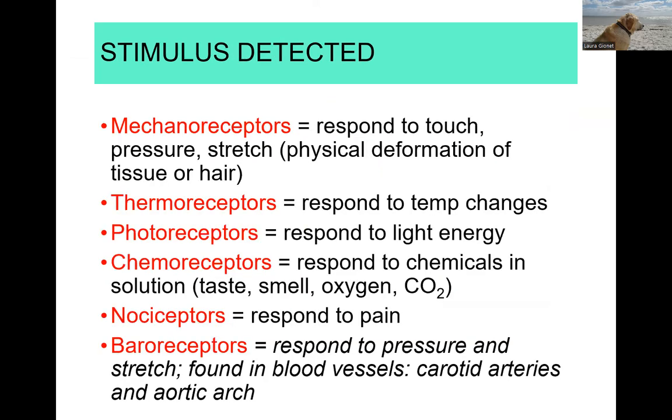All right, so we can classify receptors by the stimulus they detect, or the change in the environment that they detect. We have mechanoreceptors that respond to touch, pressure, stretch, some kind of physical deformation. I always hold my hands up like you're pushing and pulling a shopping cart in front of you. Something mechanically happening. And we see these types of receptors where we have some kind of physical deformation.